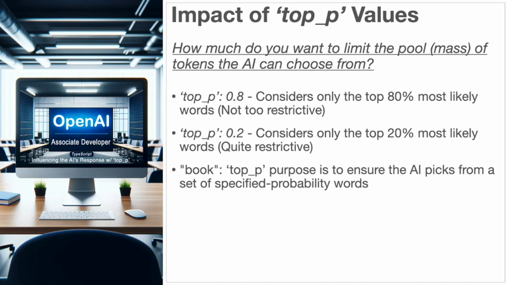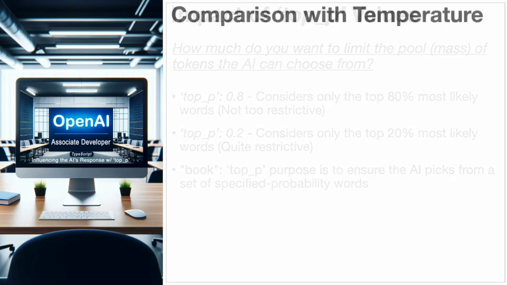Think of top P as a way to filter out less likely options, ensuring the AI picks from a smaller set of high-probability words. This helps you control how predictable or diverse the AI's responses are without making them too random. To better understand the impact of top P, let's compare it to temperature.